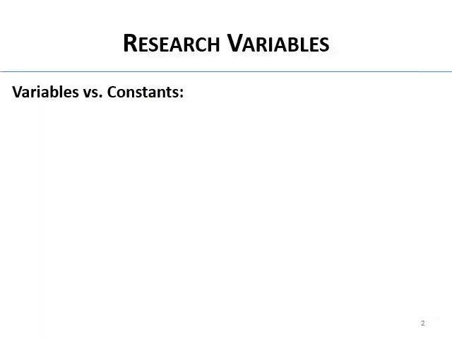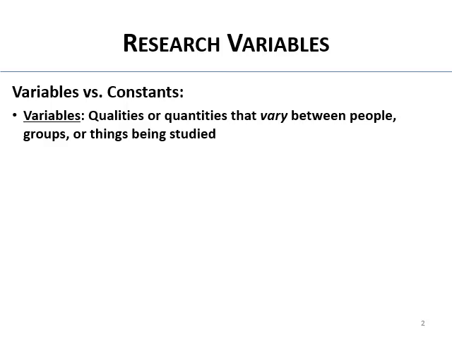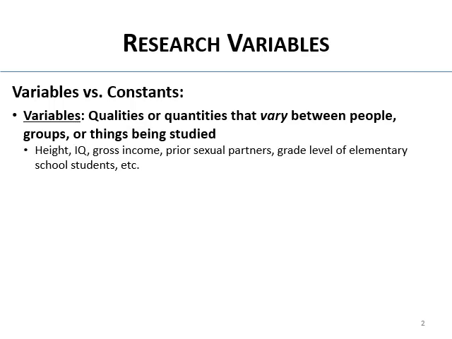So first thing I got to cover is what's a variable and what's not a variable. So variables versus constants. Variables are qualities or quantities that vary between people, groups, or things that you are studying. So height, IQ, gross income, prior number of sexual partners, the grade level of elementary school students, etc. These are all things that vary between people, groups, or things that you're studying.